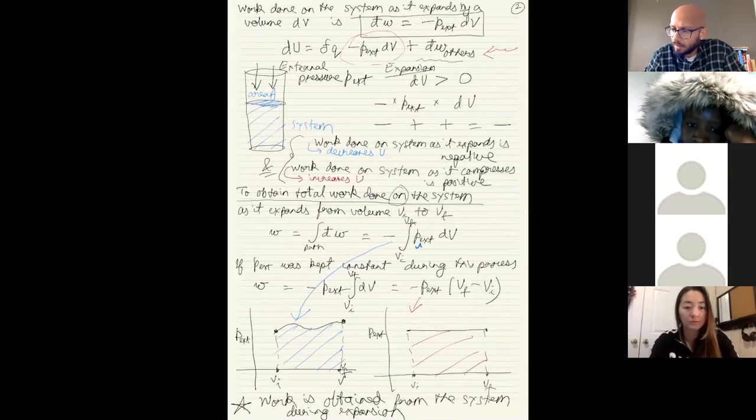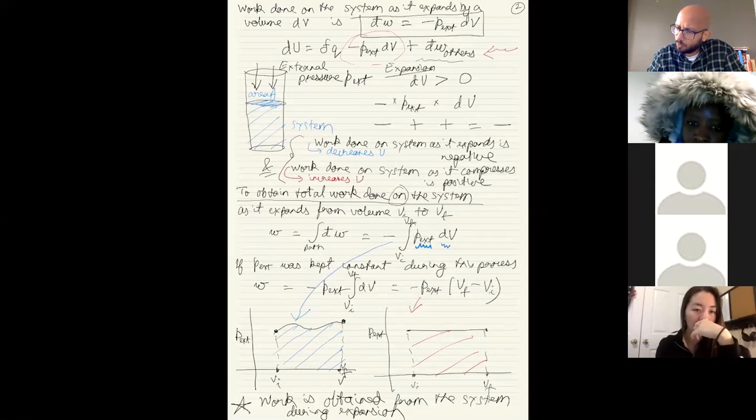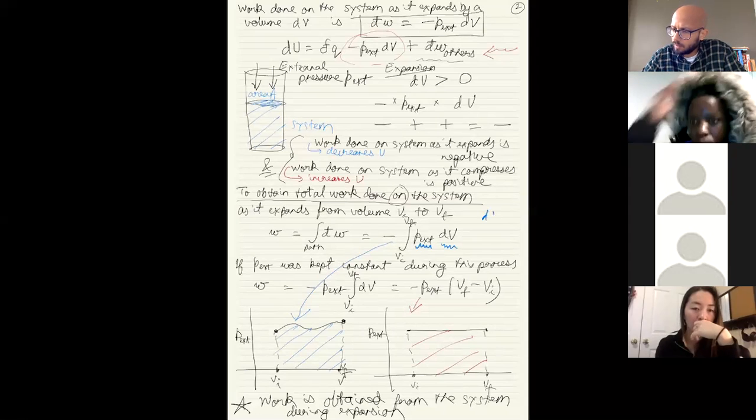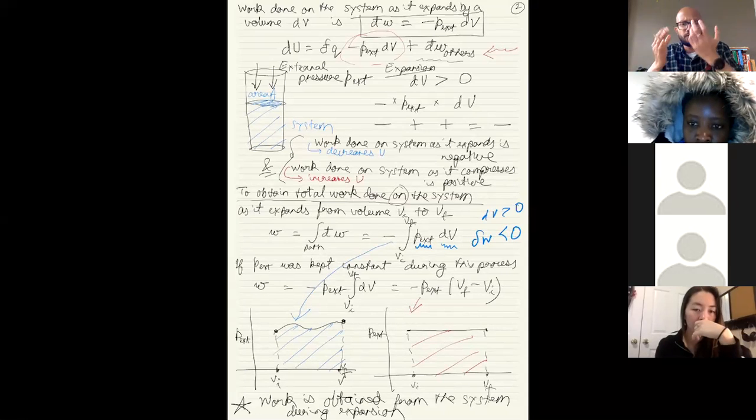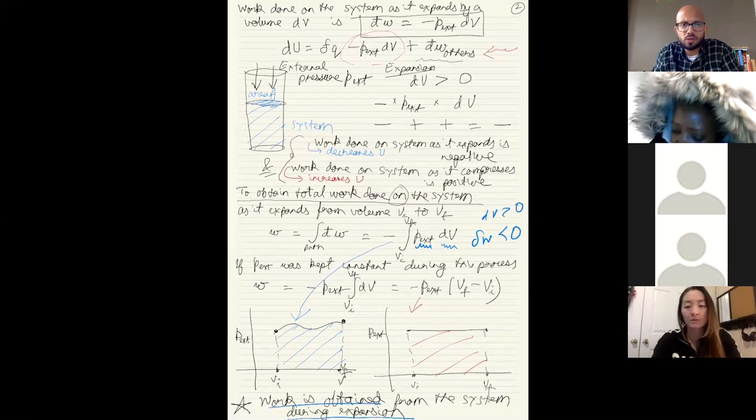We are always dangling this P external, and you can see as per this sign convention, if dV is positive, then delta W is going to be negative. So you are getting work out of the system, right? If delta W was positive, it would have meant you are doing work on the system, but work is obtained from the system during expansion. And that's how heat engines and steam engines work. You expand gas and it causes things to move.